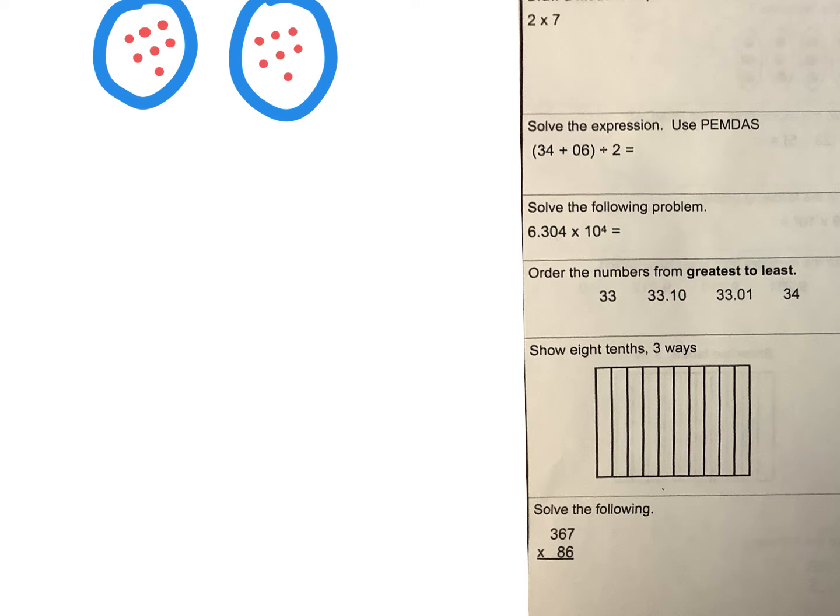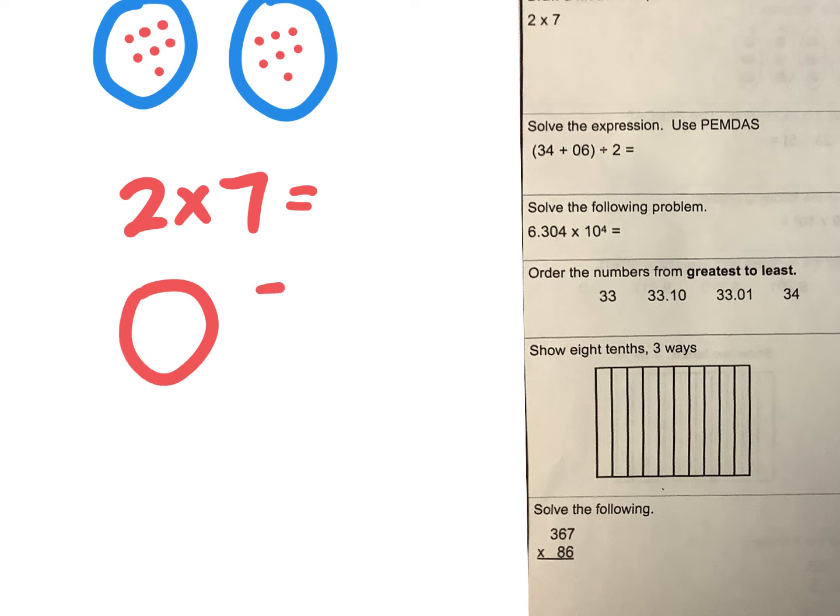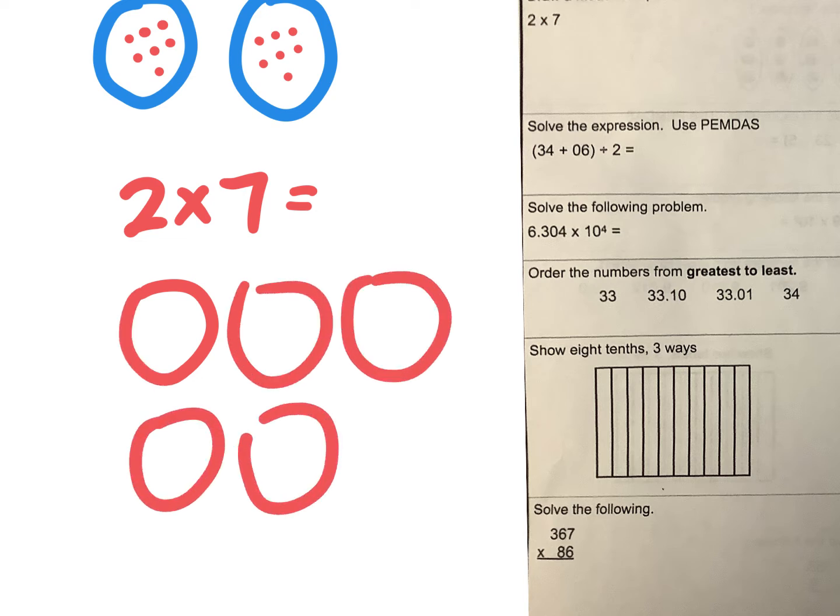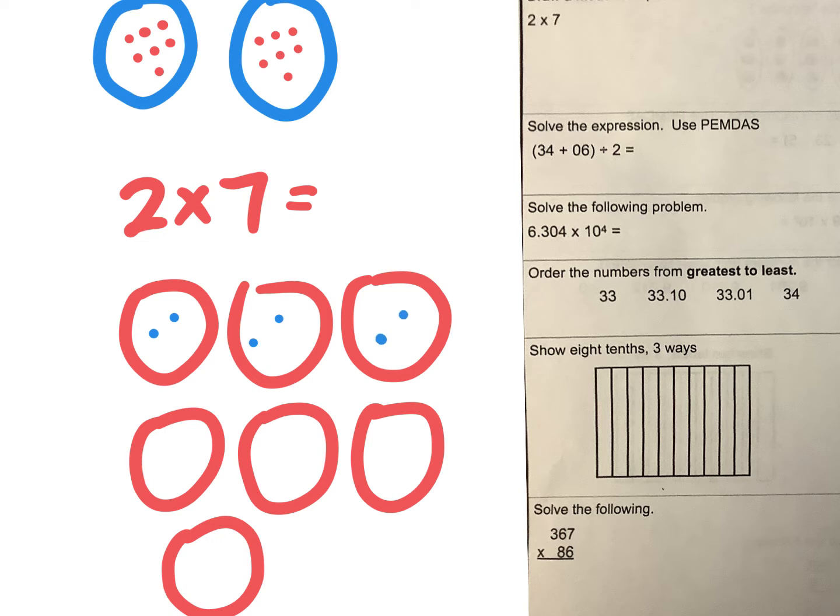There may have been some 5th graders who modeled 2 times 7 as 7 groups. Okay, we could have had 7 groups. Once I have my 7 groups, how many would be in each group? If I put 2 in each of the groups, it is equal to 14. So here are 2 models of 2 times 7.